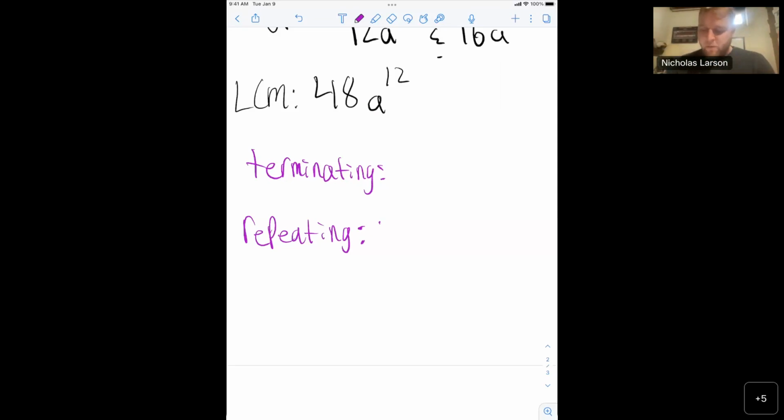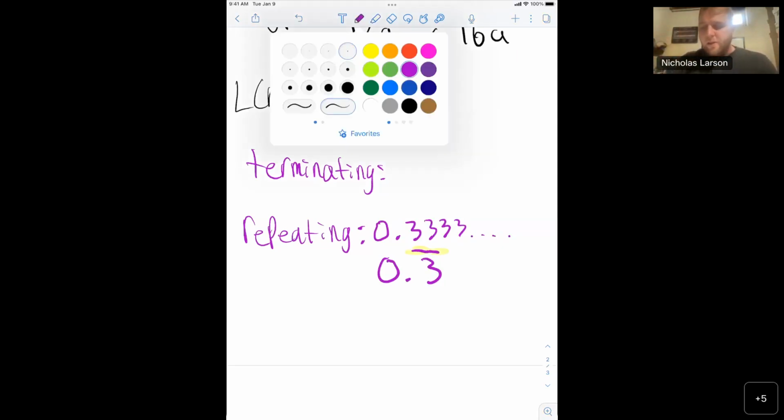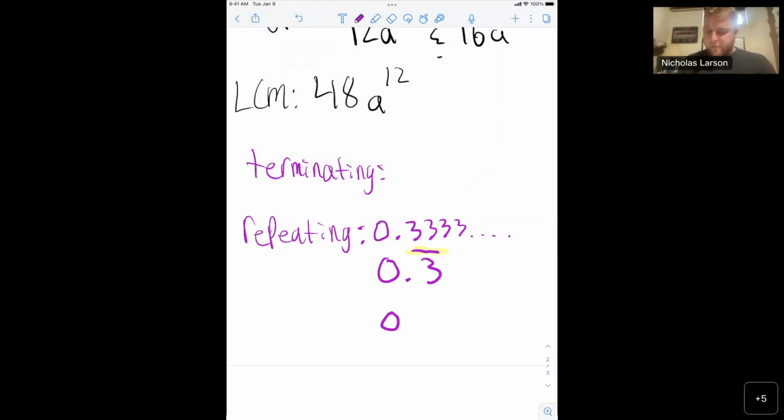So like one example would be 0.3333. As that goes on forever, it's going to be 333333. We can write that like this, and we can put a line over it. If you put a line over it, this means that the 3 goes on forever. We could also have a repeating decimal that looks something like 0.12121212, where the 1 and the 2 are going on forever. So if I were to use that line idea, I would put the line over the 1 and the 2, and it's going on forever.